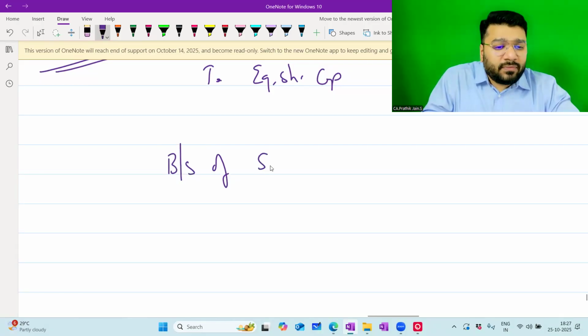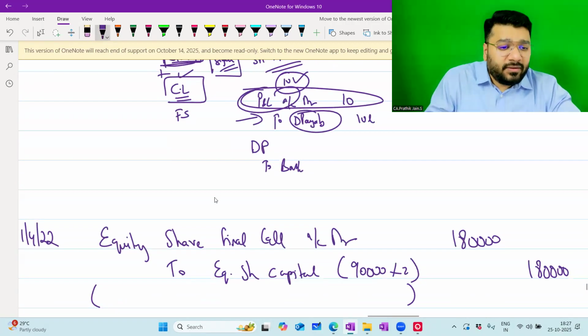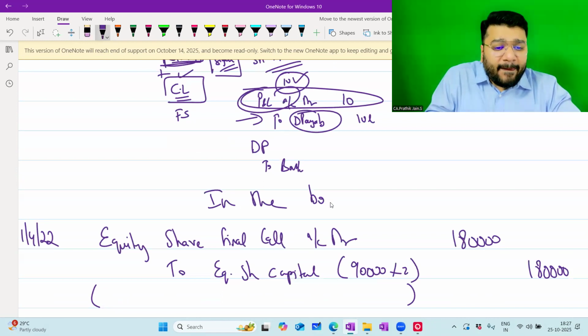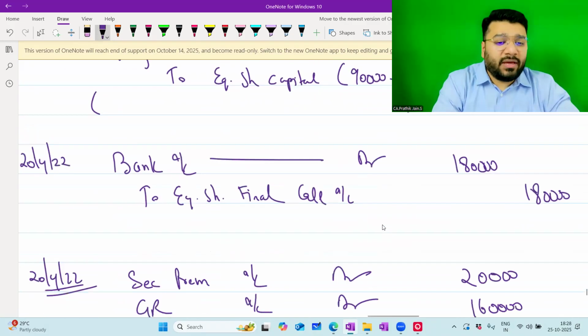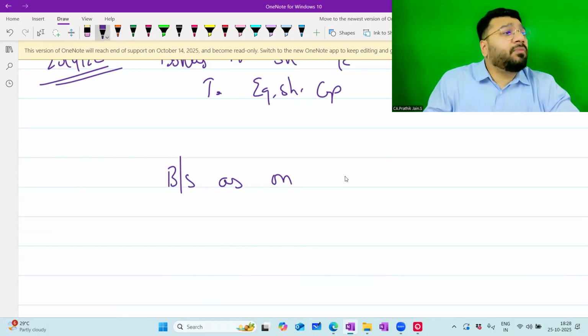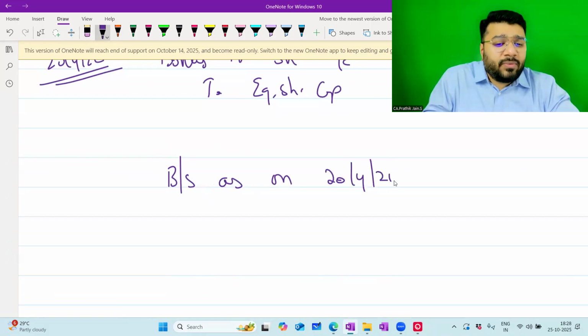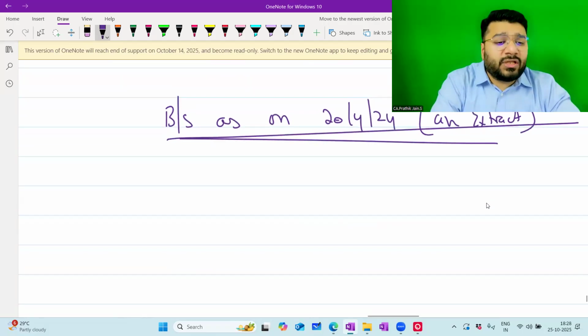Balance sheet of, actually Solid Limited's name you are supposed to write in the beginning. In the books of Solid Limited. Below that heading is the journal entry. Now here, balance sheet as on 20 April 24, after bonus issue, in brackets, extract. When you're not presenting a full balance sheet, you have to mention the word extract.